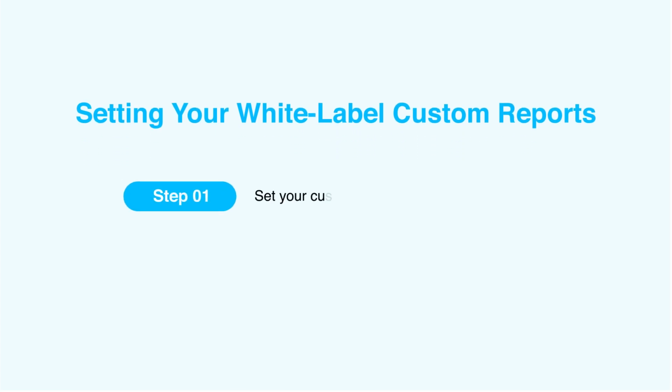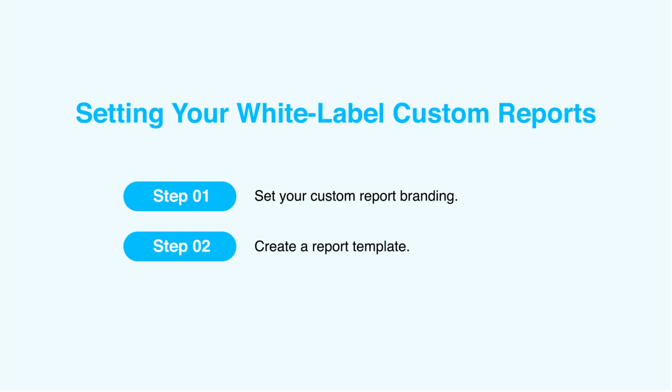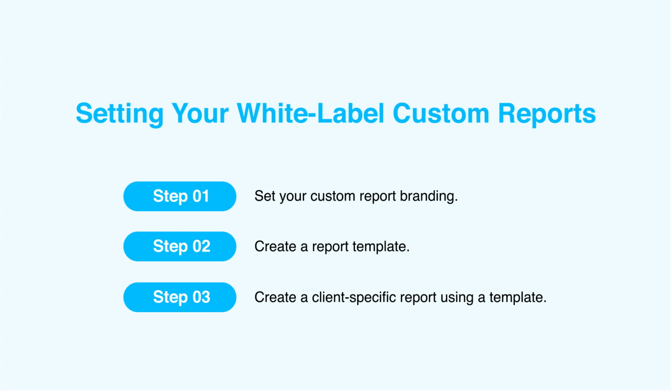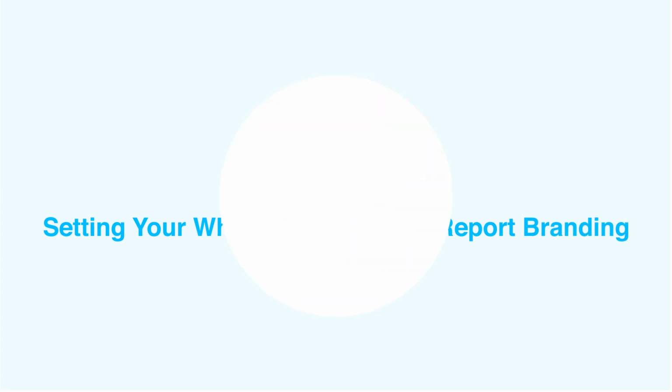To do this, we will go through 3 steps. Step 1. Set your custom report branding. Step 2. Create a report template. Step 3. Create a client-specific report using a template. Let's start with Step 1, setting your white label custom report branding.